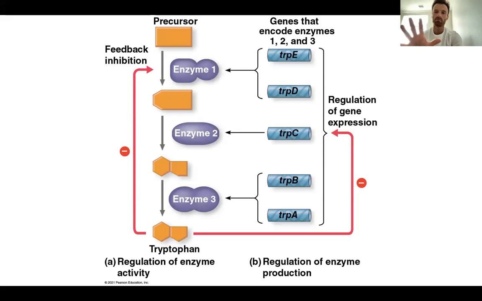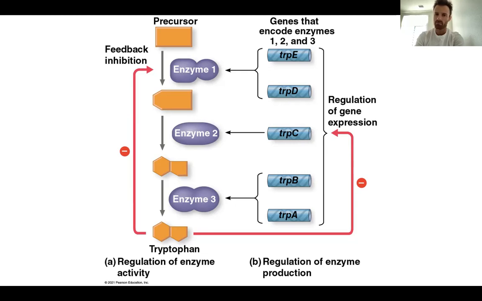Okay, so here's a really cool picture of this pathway. If we start on the left side, this is the schematic of what a biochemical pathway looks like. As a reminder, these molecules, precursors, are modified through a series of chemical reactions, each of which is catalyzed by a different enzyme, to produce the final product, tryptophan in this case.